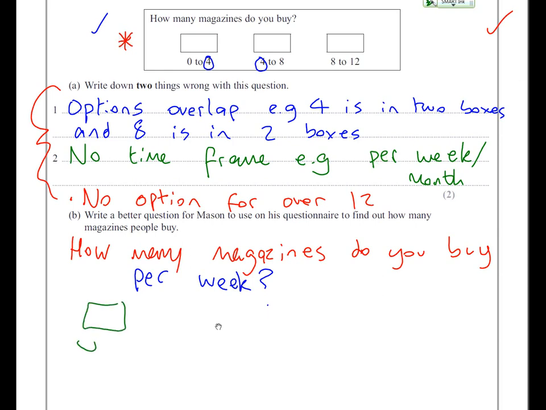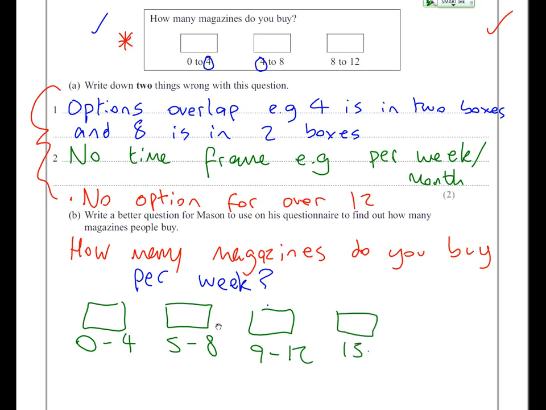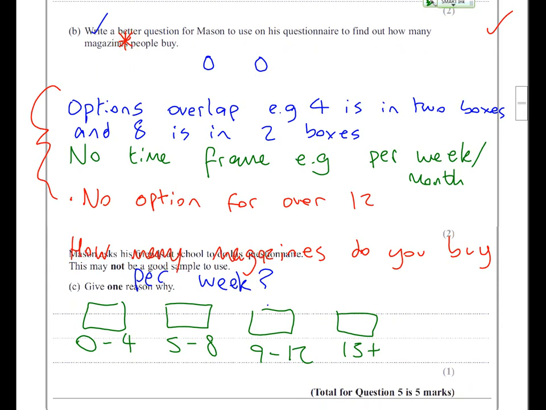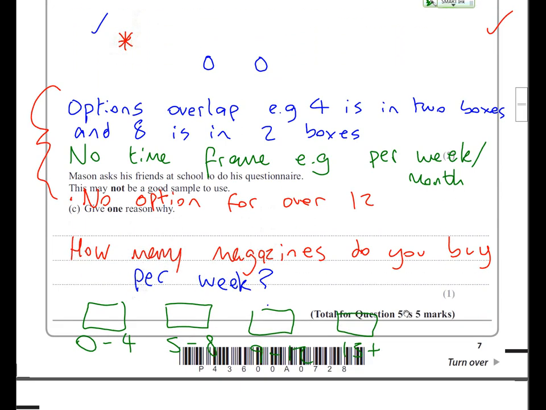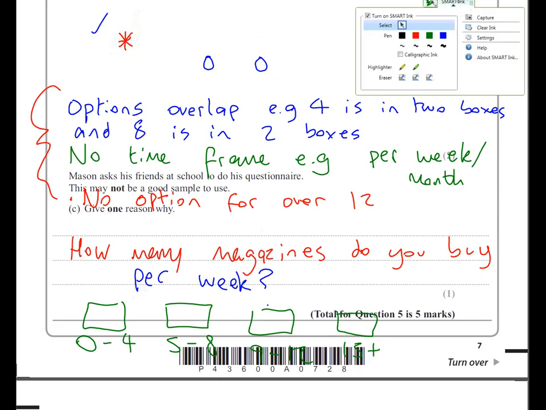So 0 to 4. Do not overlap. We've just said that's wrong. 5 to 8. 9 to 12. And we want 13 plus. So we cover all possibilities. Okay, done. Is there any more on that? Yeah. Okay, well, we don't need the previous one. We can clear that ink.